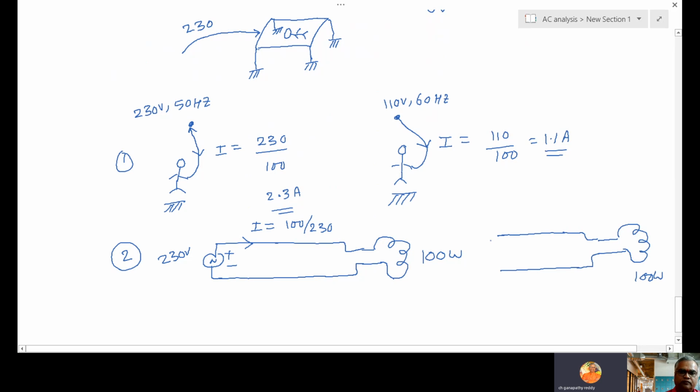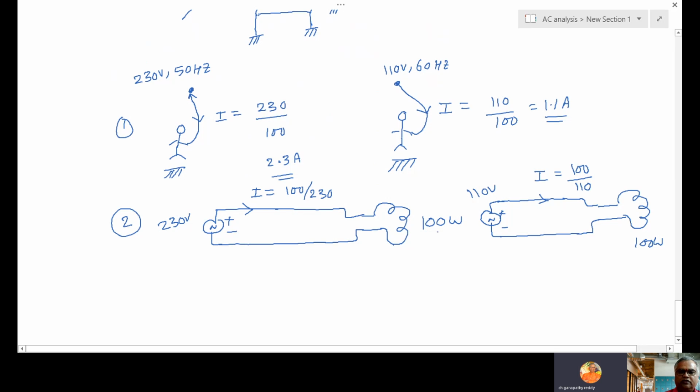The same way, same 100 watts. Here 110 volts. What is the current here? 100 watts by 110. Now in which case is more current flowing? In the American system, more current will flow. In the Indian system, less current will flow. More voltage, less current, product is 100. Less voltage, more current, product is 100. Because in both places we have to run a 100 watt bulb only. So power consumption is the same.